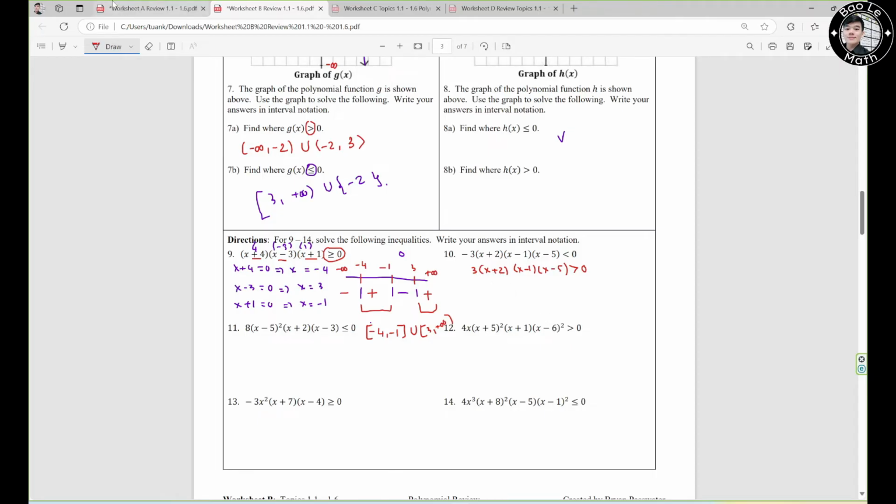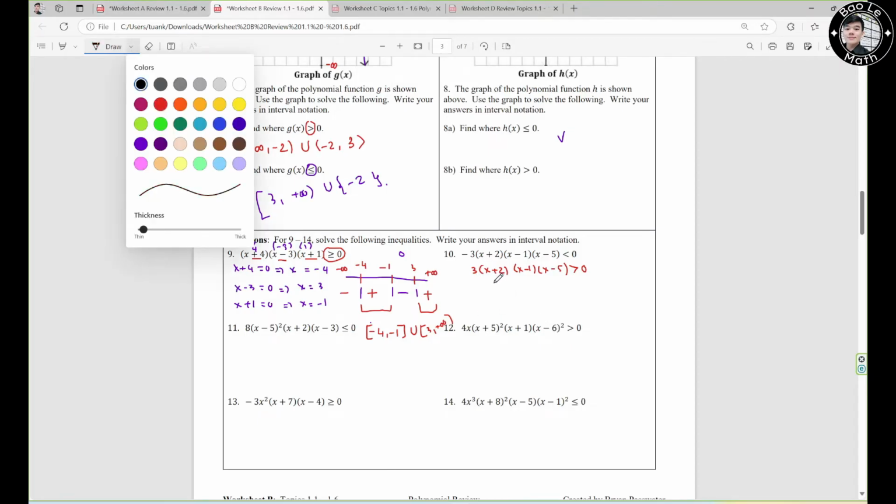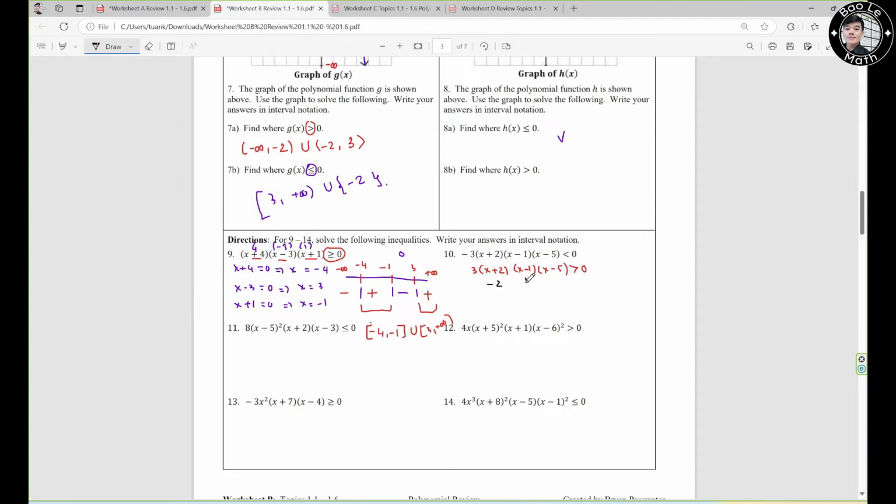So then you need to find the 0 of each of these linear factors right here. So the 0 of this one is going to be negative 2, this guy 1, and this guy 5, right? So I place these on the number line. Now I need to pick a value within this interval, right? So I substitute over here. I have 3 times 2 times negative 1 times negative 5, which is positive, right? So this guy must be positive. And then I look at this one, I see that they all have odd multiplicity, right? So I keep changing the sign like this.